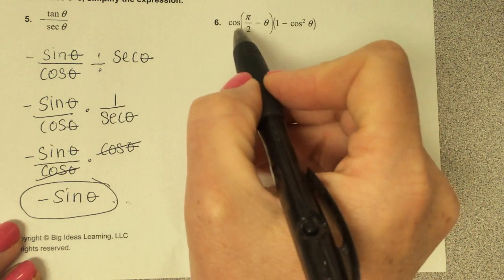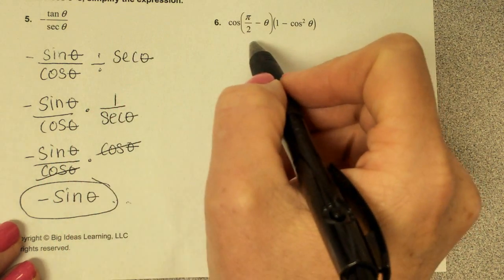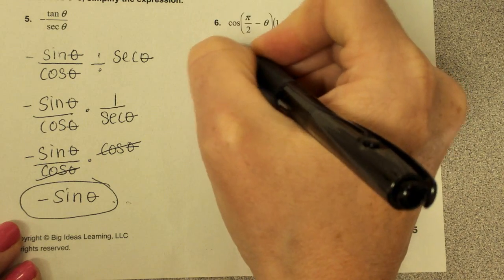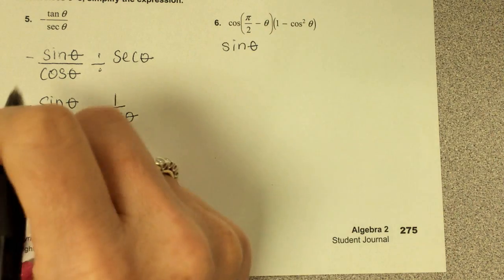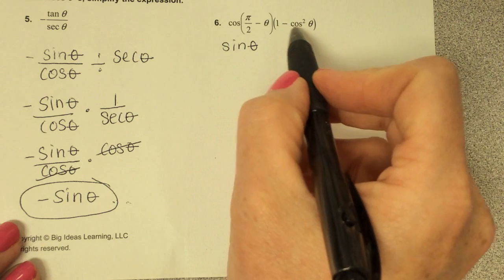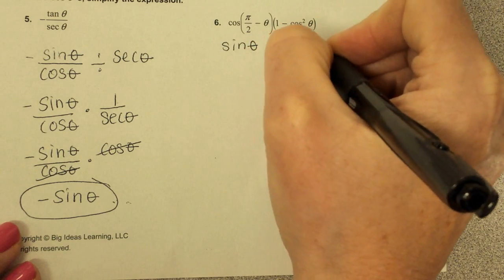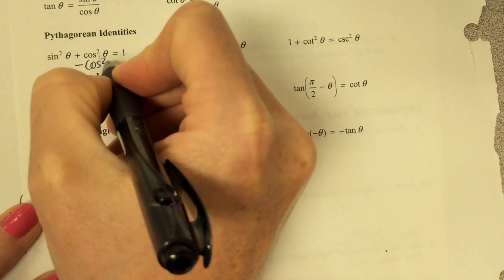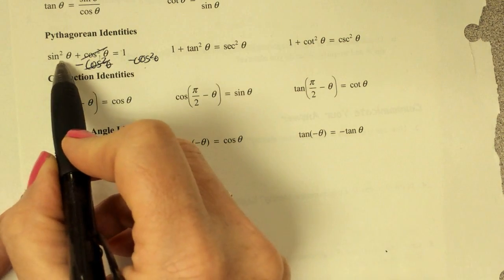Okay? All right, the cosine of pi over 2 minus theta. Look at your paper and tell me what that's equivalent to. Sine theta. So I'm going to replace this with sine theta. And then I have 1 minus cosine squared theta. In the warm-ups, what did we just say? 1 minus cosine squared theta is the same as sine squared theta. Here's the reason why. If I look at this Pythagorean identity right here, if I want to know what 1 minus cosine squared theta is, I subtract it from both sides. So 1 minus cosine squared theta had to be sine squared theta.